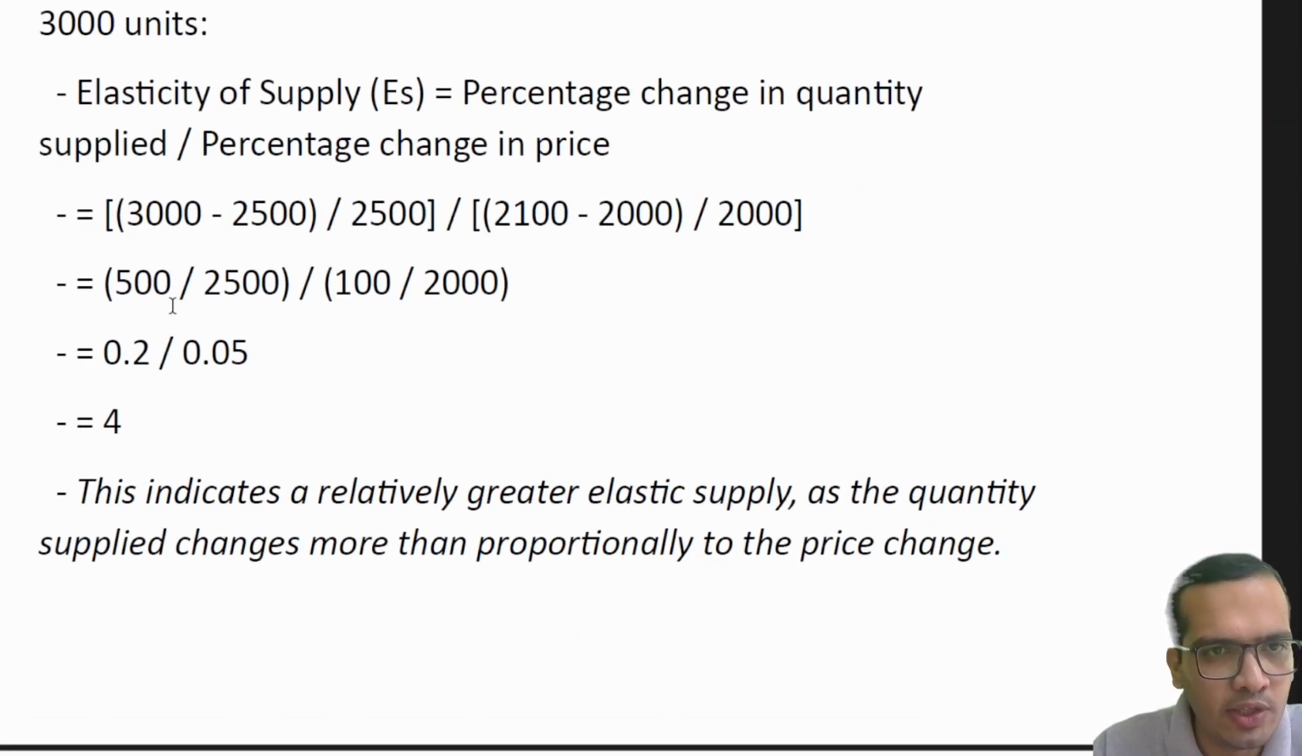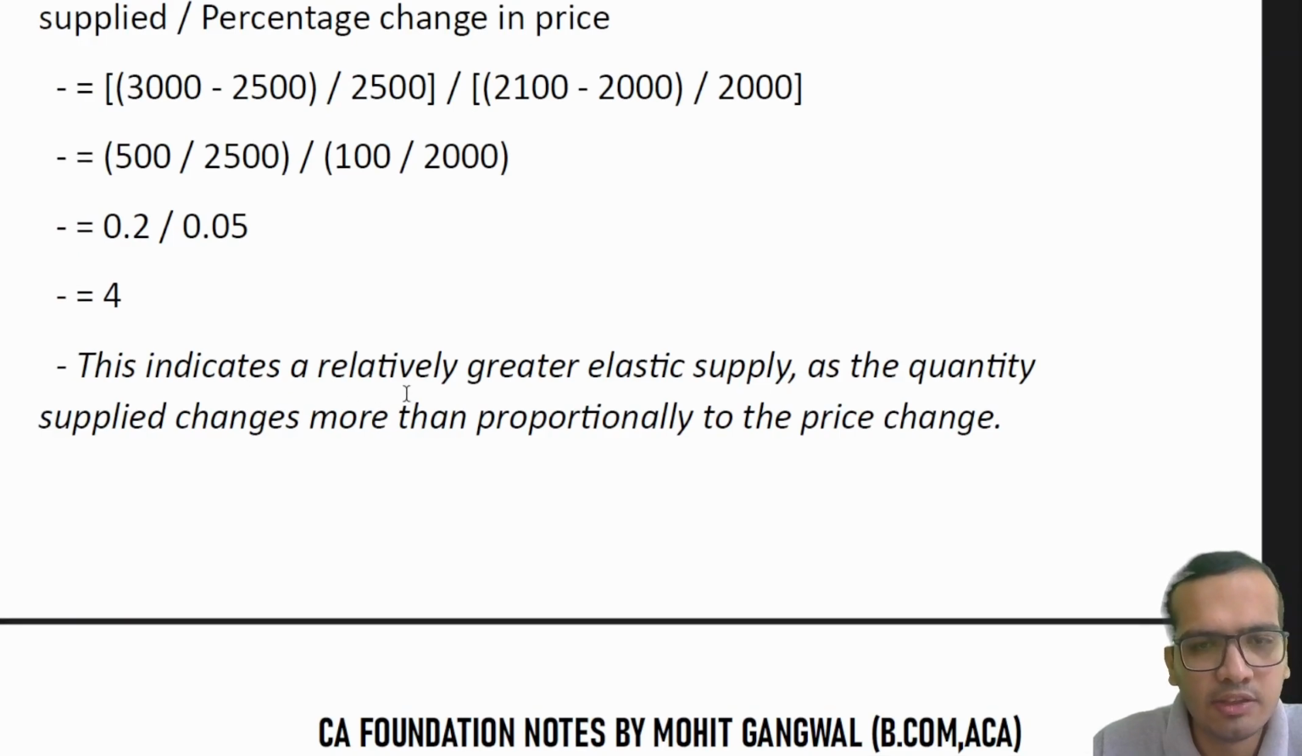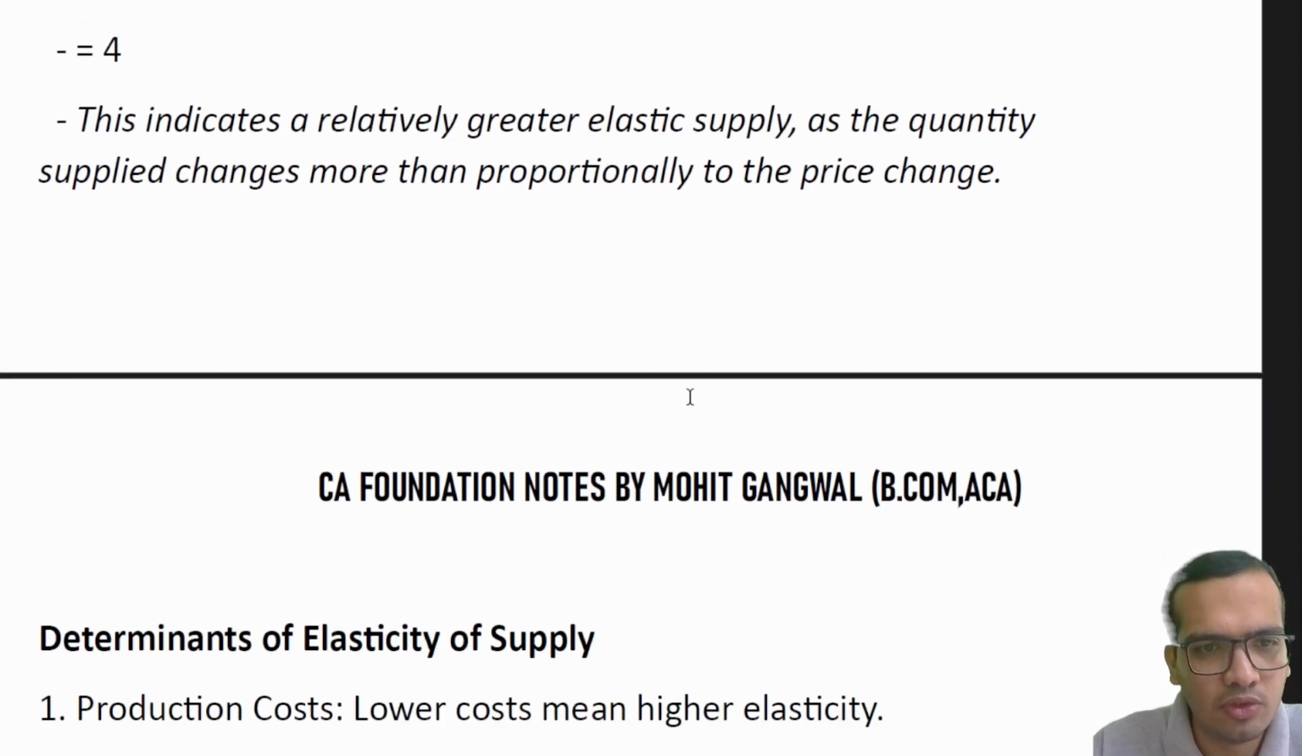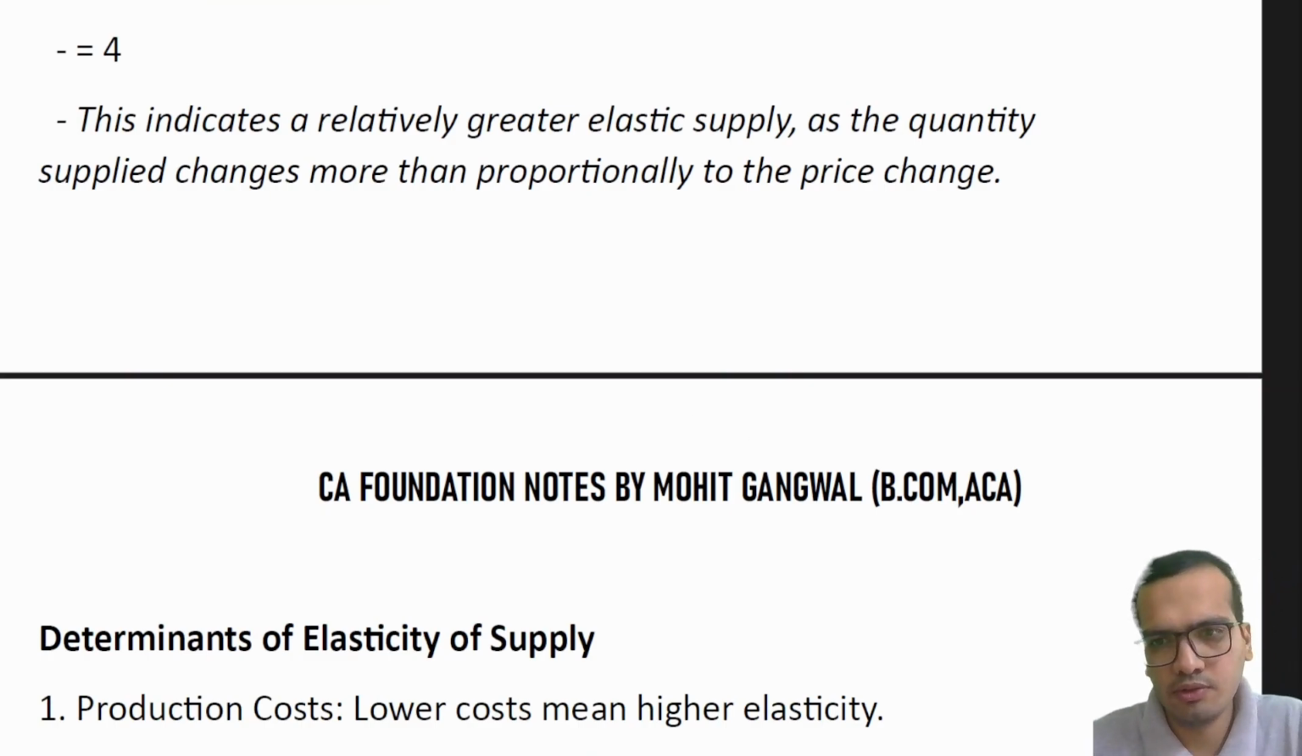So it comes to 500 divided by 2500, whole divided by 100 by 2000. So it comes to 4. This indicates a relatively greater elastic supply, as the quantity supplied changes more than proportionately to the price. So it is a positive case.